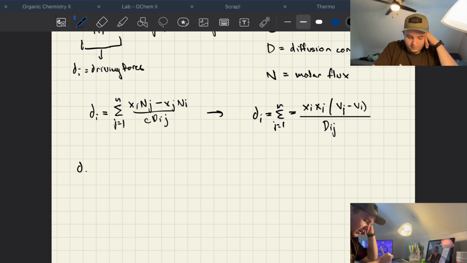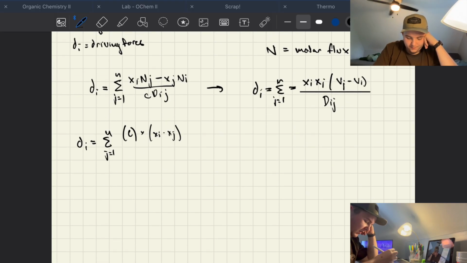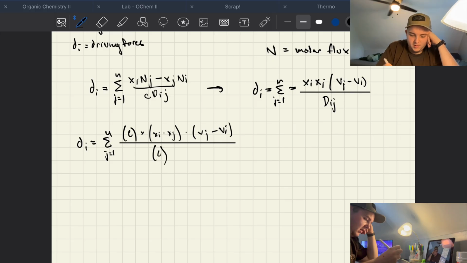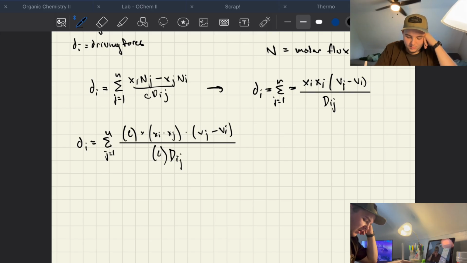So we're going to have d_i is equal to the summation, and we're going to have to multiply by c, so we'll get c times our x_i times, I keep forgetting mole fractions, geez, our mole fractions. And then that's going to be multiplied by our change in velocity, and then that will all be over c times our D_ij. That looks like a d. Or D_ij. Okay. Seems good.